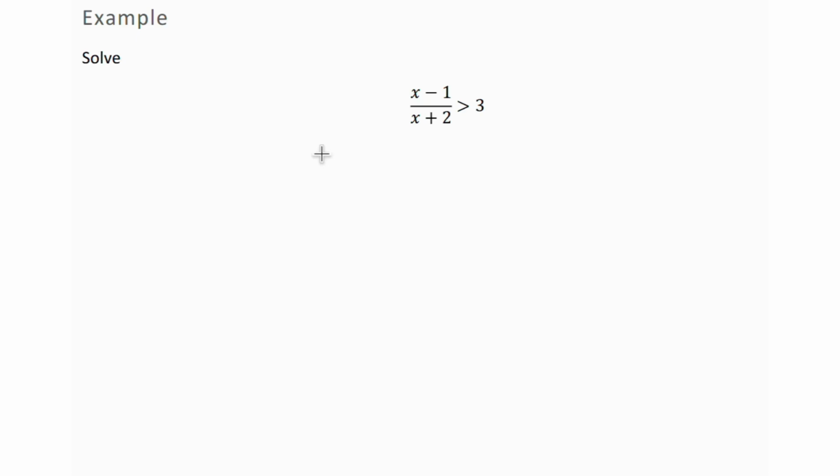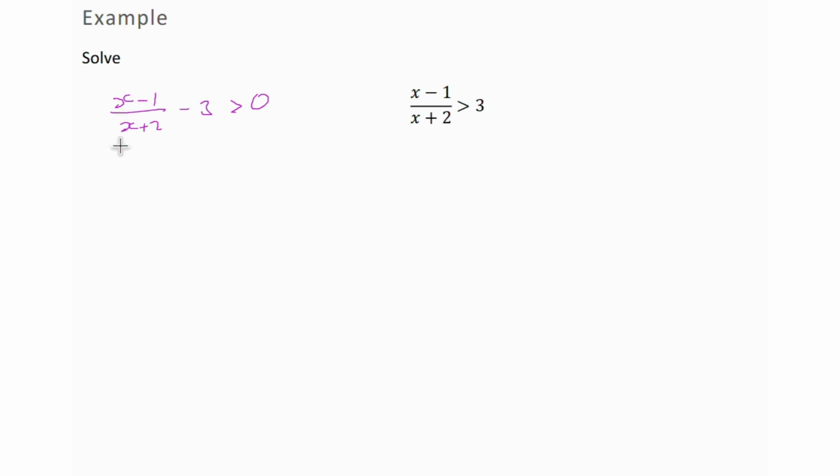Solve (x minus 1) over (x plus 2) is greater than 3. To solve this type of inequality, these rational inequalities, we're first of all going to rearrange them so that they're greater than or less than or equal to 0. I'm going to have (x minus 1) over (x plus 2) minus 3 is greater than 0.